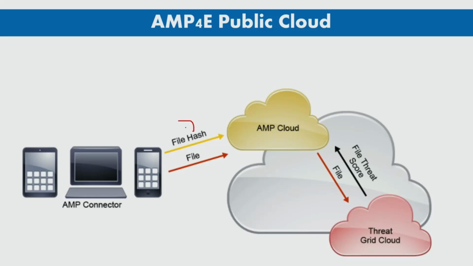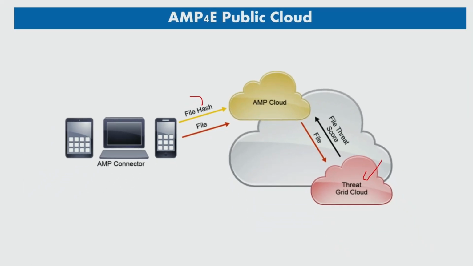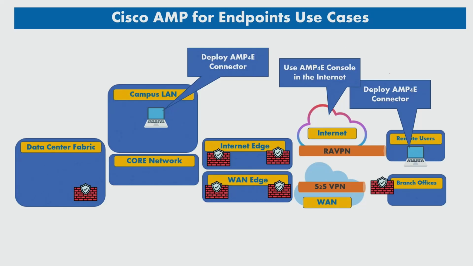The file is uploaded to the AMP cloud and analyzed in the threat grid cloud sandbox. Users can also manually submit files to threat grid, either through the AMP or the threat grid console. Threat grid updates the verdict in the AMP cloud when it issues a conviction. The AMP cloud then uses the retrospective event to notify all components that have previously seen the file about the decision. Now let's talk about the Cisco AMP for endpoint use cases.